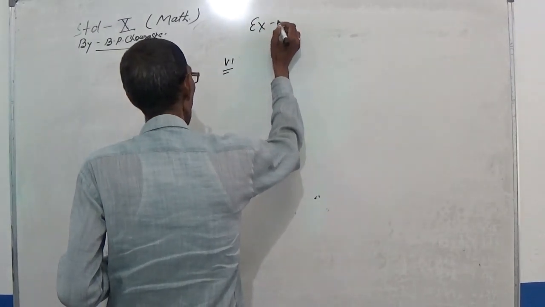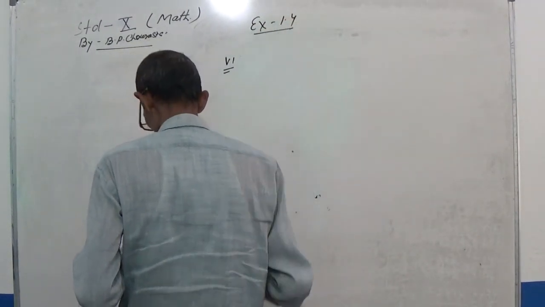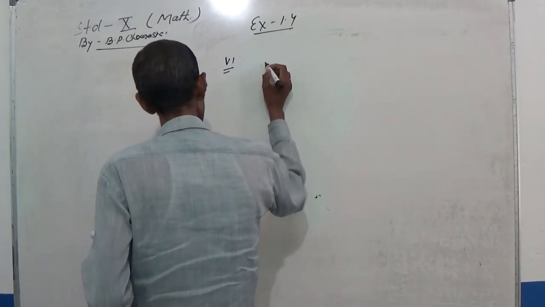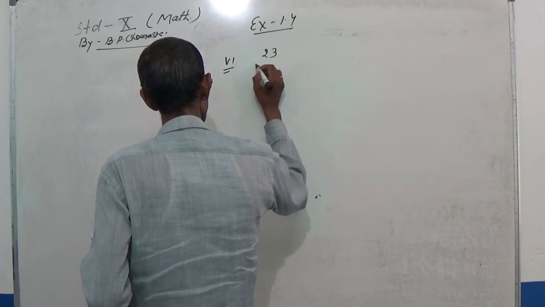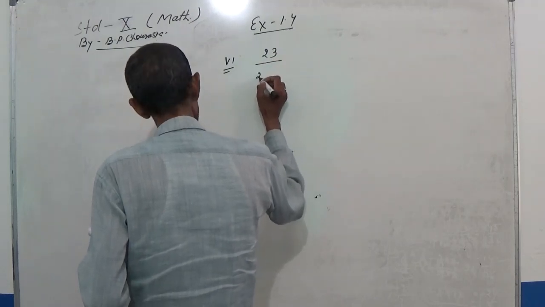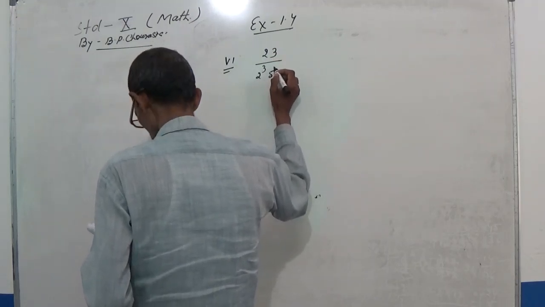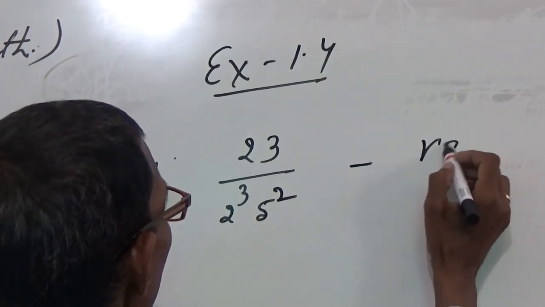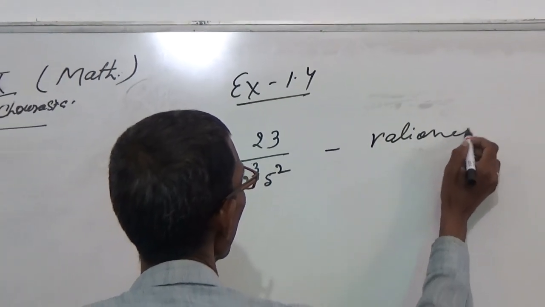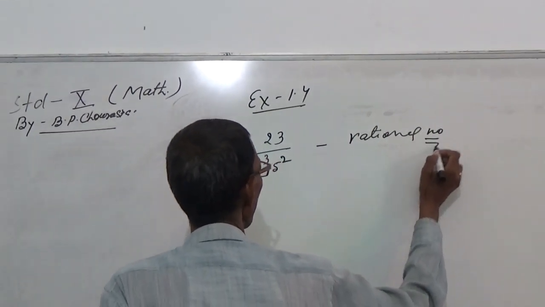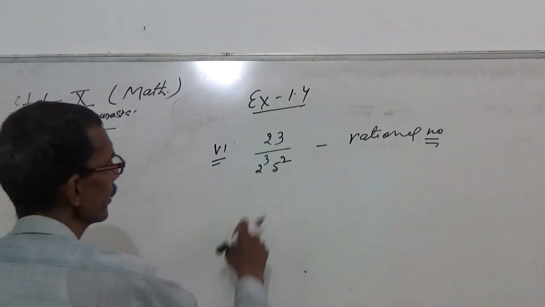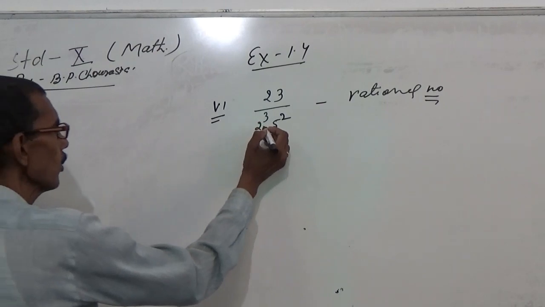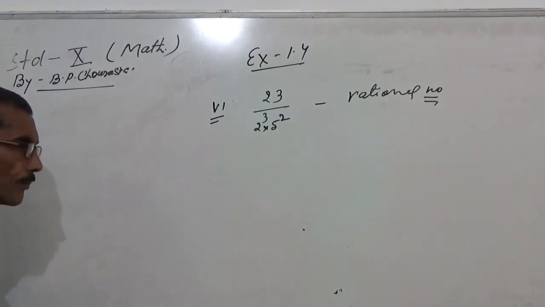Exercise 1.4. 23 by 2 to the power 3, 5 to the power 2. This is a terminating rational number, because the denominator is already given in the form 2 to the power something into 5 to the power something.